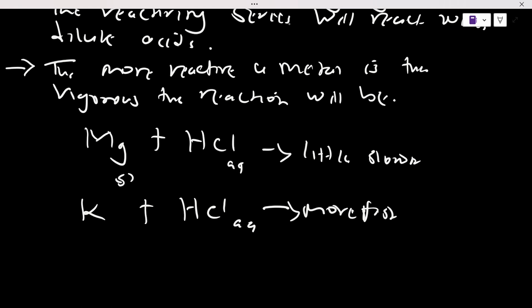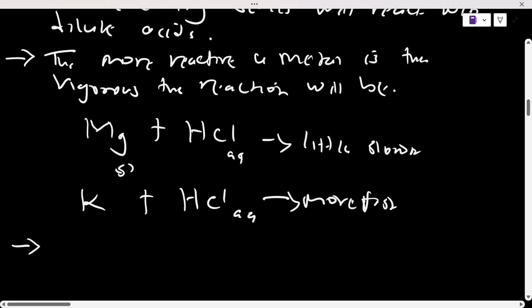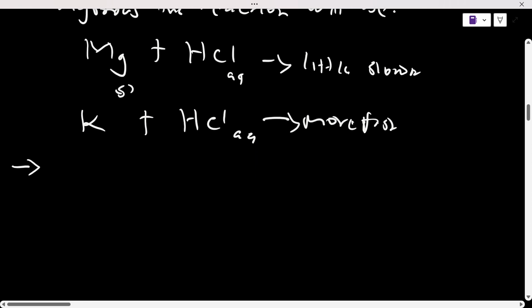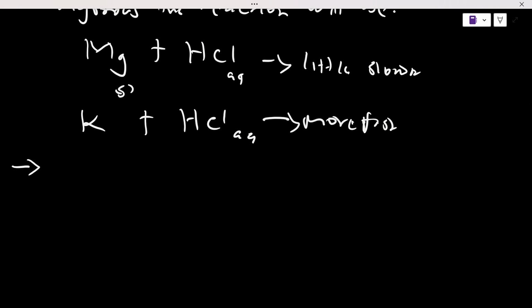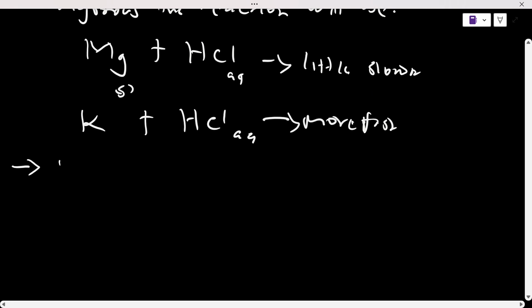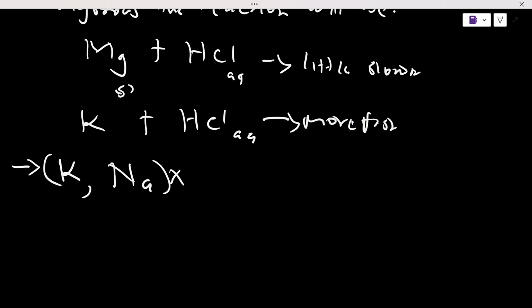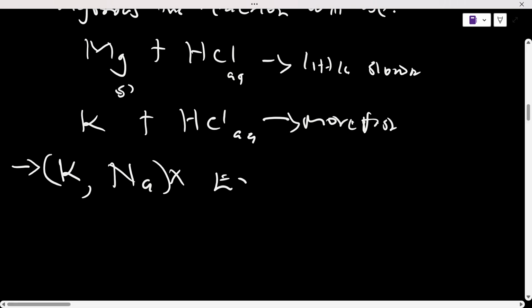Now, next point that you need to know as far as reaction of metals with acids are concerned: metals that are placed above in the reactivity series. So in this, I'm talking about metals such as potassium, sodium. These metals, you have to be very careful with them. You should never react them with acids because their reaction is very explosive. They react with acids explosively.